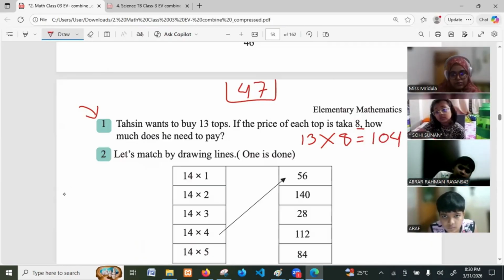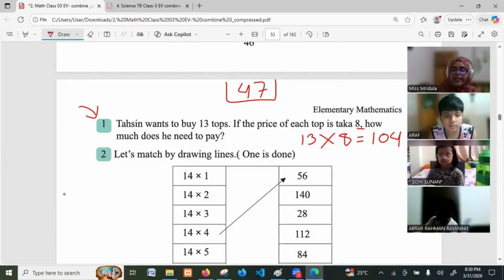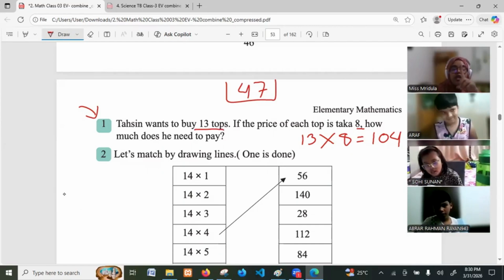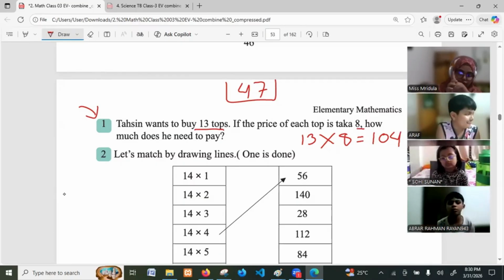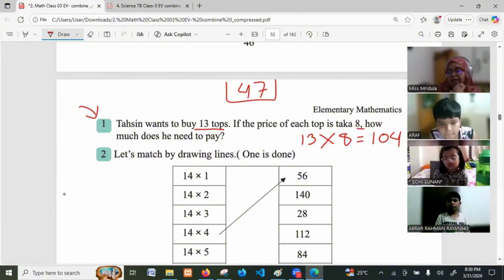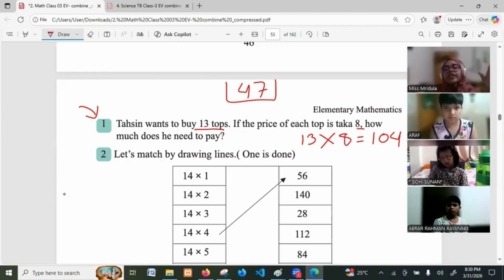So we will get 104. Yes. So this is the price of how many tops? 13 tops. Very good. So 8 was the price of one top. And we want to find out the price of 13 tops. As we know one top's price, we can just multiply it by how many tops we have bought. As Tahsin has bought 13 of them, I just multiplied our 8 thirteen times. So 8 plus 8 plus 8 plus 8 in this way, 13 8s.